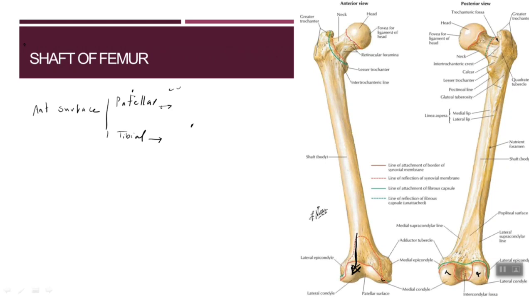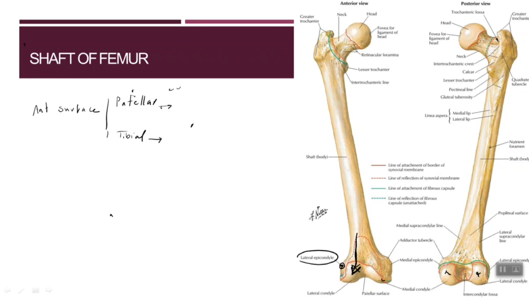We have one prominence, named the lateral epicondyle. Here you can see the lateral epicondyle. This is the lateral epicondyle, and inferior to the lateral condyle, we have a groove, named the popliteal groove, below the epicondyle.